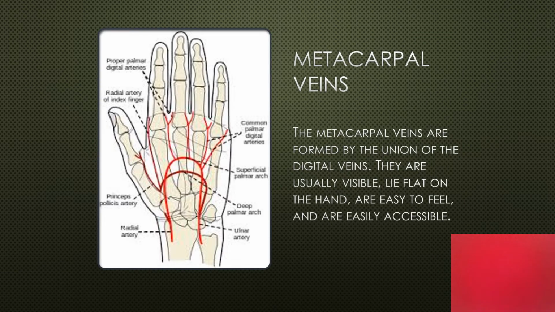The metacarpal veins are going to be formed by the union of the digital veins. They're usually pretty visible and they lie pretty flat on the hand and are very easy to feel. They're also easily accessible. So the hand is going to provide a pretty flat surface for stabilization. So this vein in the extremity allows successive venipunctures to be performed above the site. These veins can be used as a first choice for venipuncture.